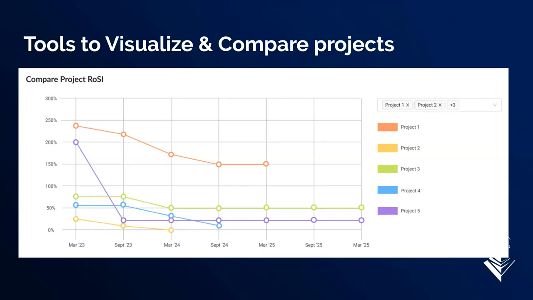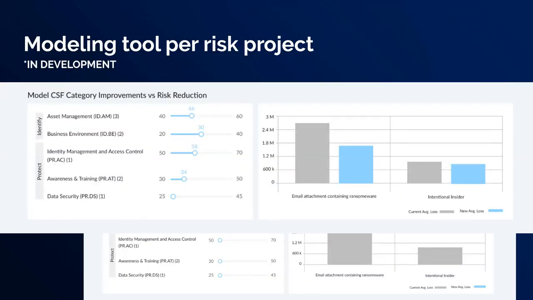So one of the things that we've added is this line chart to help someone compare project return on security investment over time. And another thing that has resonated with customers is a modeling tool within each project to show, hey, if I were to increase, as Patty was mentioning, you have a baseline of your control scores and the target you want to reach, what would happen if I were to improve some of these categories in terms of my loss value? We are currently working on putting this in the platform, a way to model those changes to help someone determine which projects they'd like to commit to.